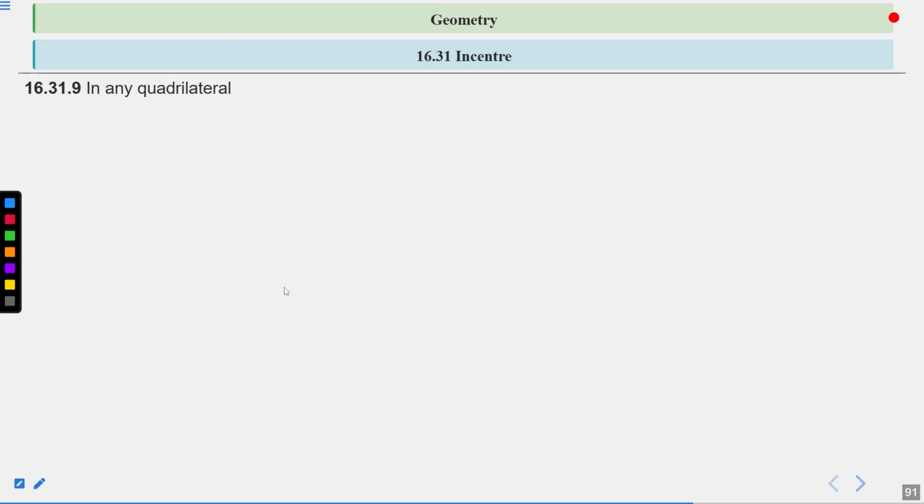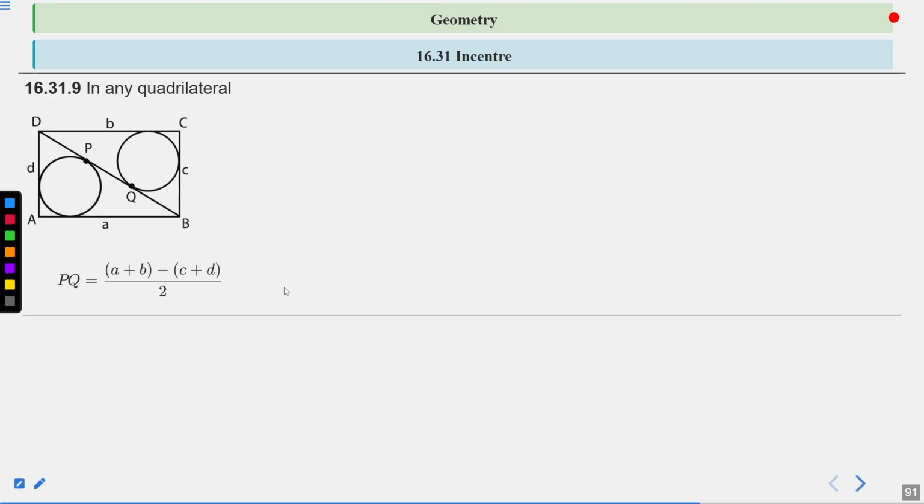So in any quadrilateral, this is the diagram of a quadrilateral in which two circles are formed. So the length of PQ is A plus B minus C plus D by 2, and A, B, C, D are the corresponding sides of the quadrilateral. Next.